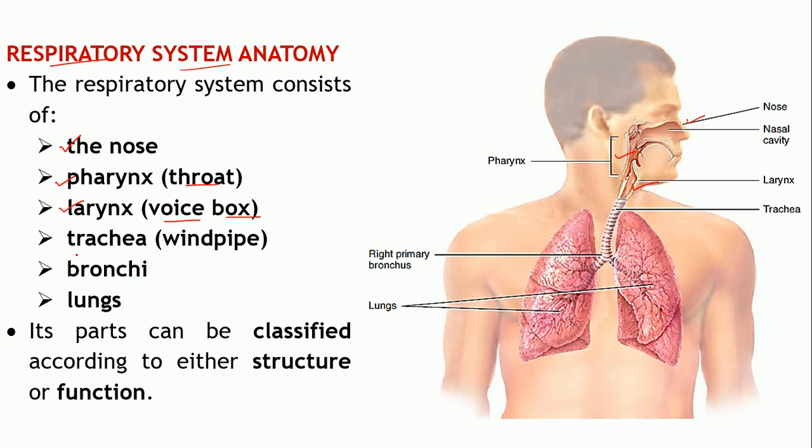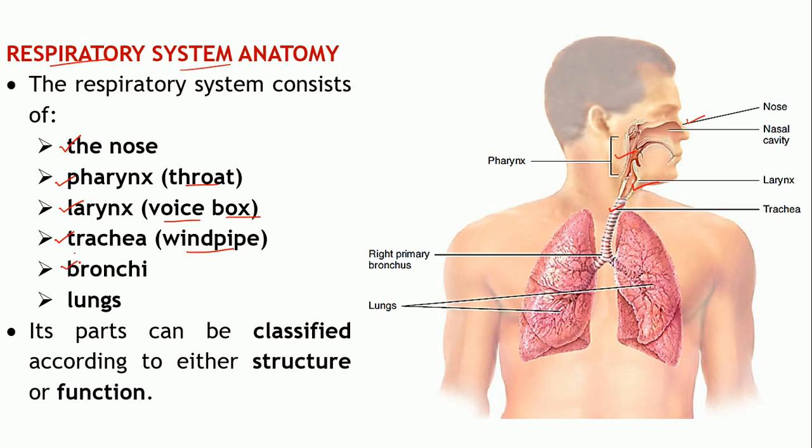Next part is the trachea, or it is also known as the windpipe. In common terminology it is known as windpipe. It conveys the air, that's why it is known as the windpipe. Esophagus is also referred to as food pipe because it conveys the food towards the stomach. Okay, so trachea is this particular part.